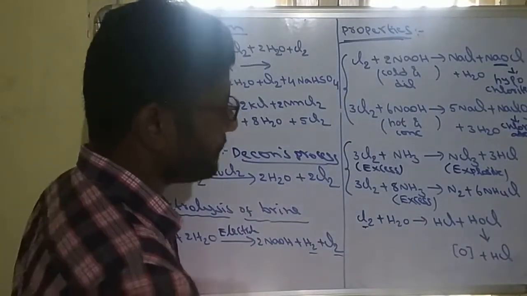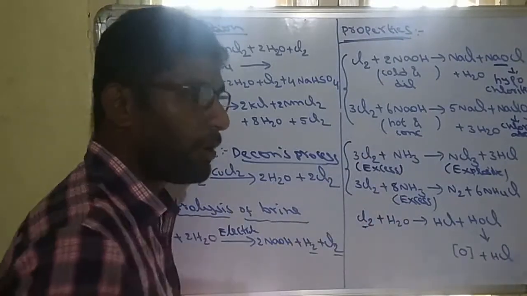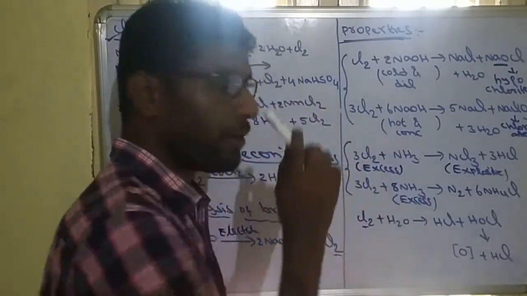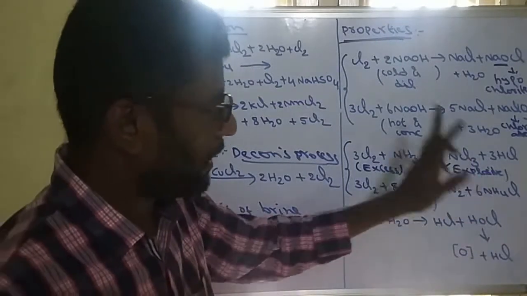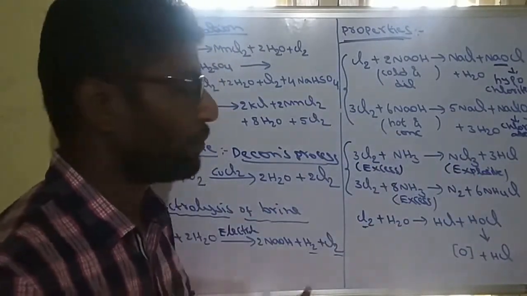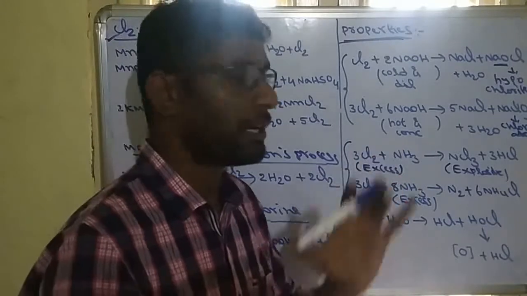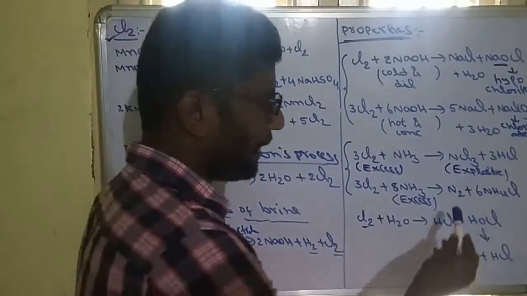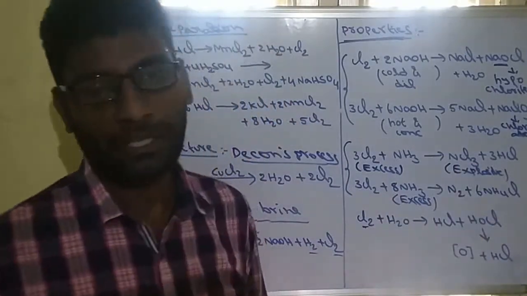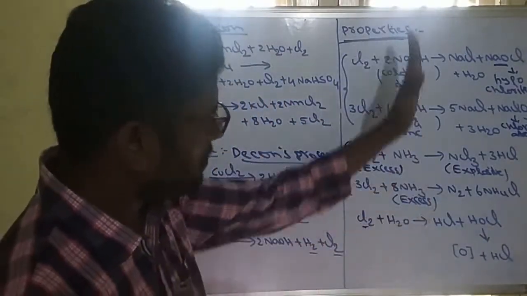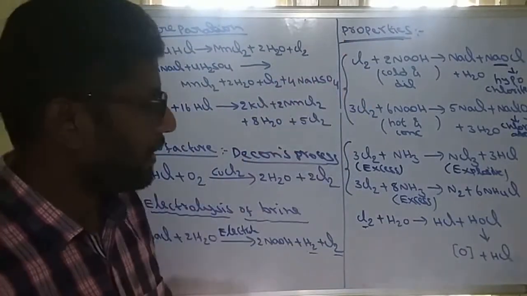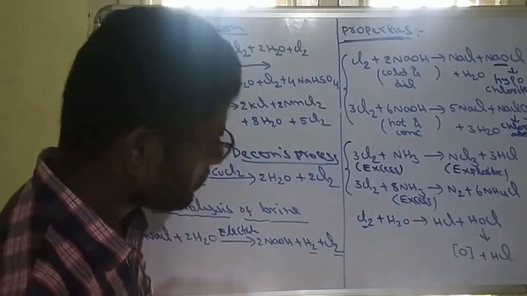Another one: chlorine combines with ammonia, also in two ways. If chlorine is in excess, the product is NCl3, an explosive compound, nitrogen trichloride. If ammonia is in excess, the products are N2 and NH4Cl. So these four reactions, with NaOH and with ammonia, are important and we have to practice them.